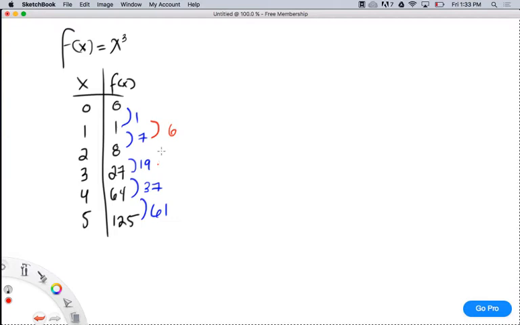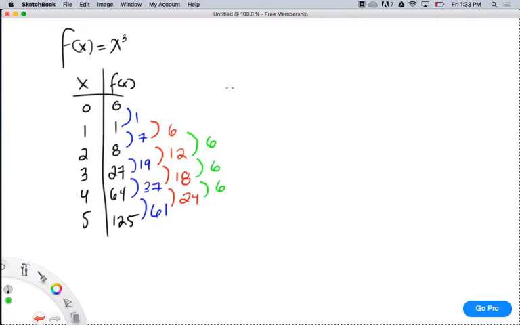7 minus 1 is 6. 19 minus 7 is 12. 37 minus 19 is 18. 61 minus 37 is 24. That's not constant either, but maybe you guys see the pattern. 12 minus 6 is 6. 18 minus 12 is 6. 24 minus 18 is 6. It's pretty cool, right? Yeah, I just realized, I was like, wow, whoa, yeah.